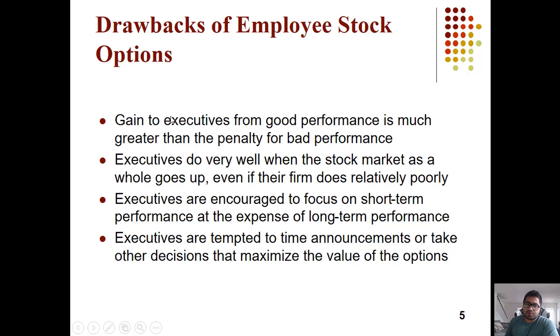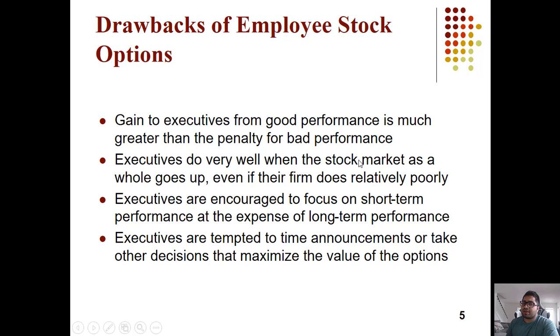Drawbacks to employee stock options. Gain to the executive from good performance is much greater than the penalty for bad performance. So options are like zero sum. Like if the employee performs badly, the option just goes to zero, right? He doesn't lose money. His incentive is not tied. But if the performance is good, then he can multiply his wealth.